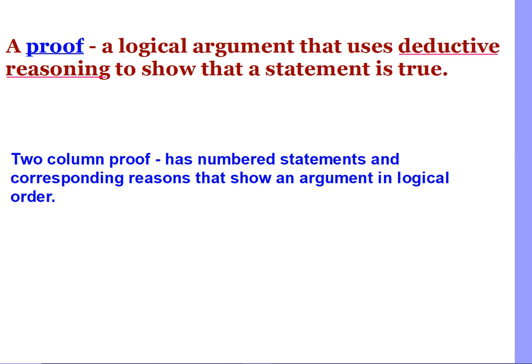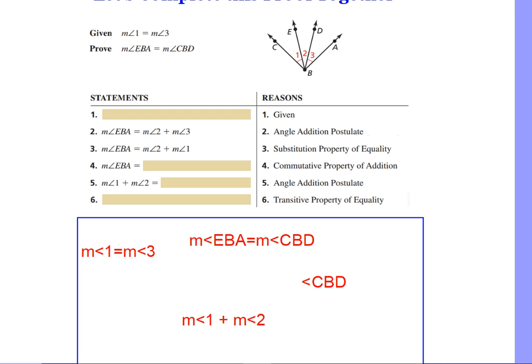We're going to be having proofs through the entire school year. And so this is just the very, very basics and the starting of it. For the most part, we're going to be looking into what is called a two-column proof. A two-column proof is just kind of numbered statements on the left and then your corresponding reasons on the right-hand side. And so let's take a look.